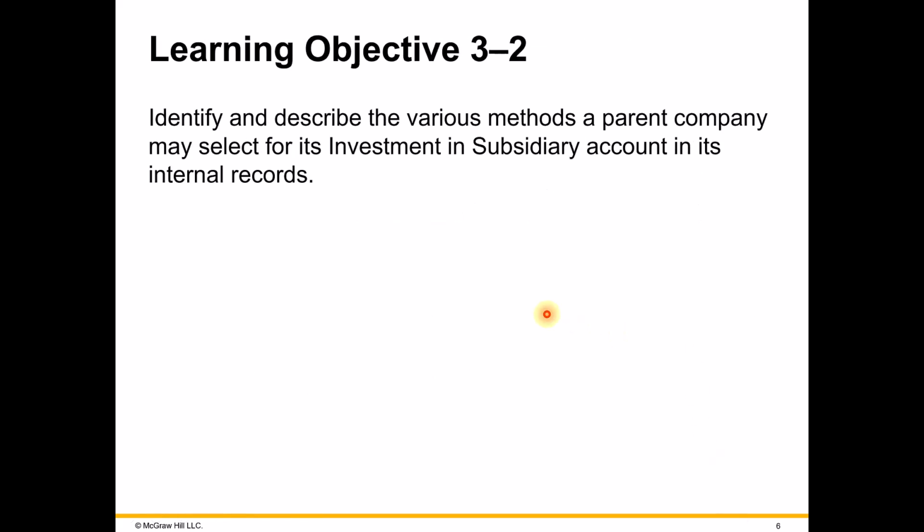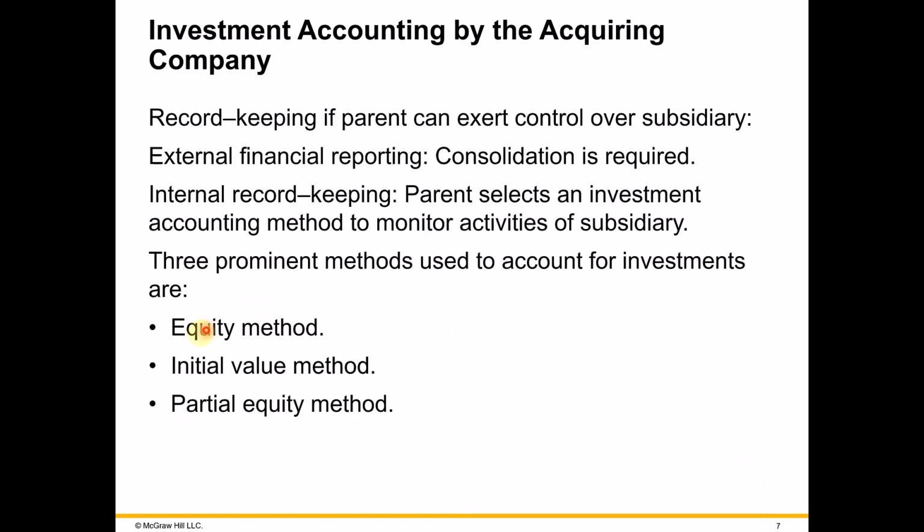We're going to see there are 3 different methods for the parent to account for its investment in the subsidiary. The main one we're learning, the first one we're learning, is called the equity method. Here are the 3 methods, yeah? Equity, or maybe partial equity method, or not equity, here called initial value. Again, we'll focus on the equity method in this first video for chapter 3.